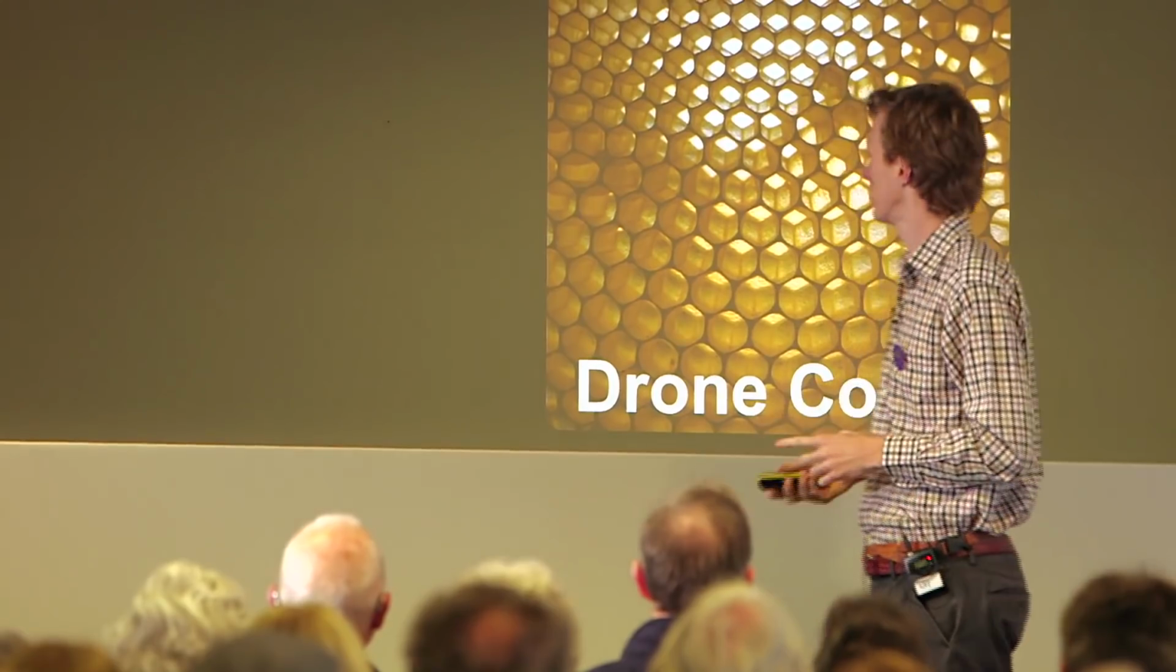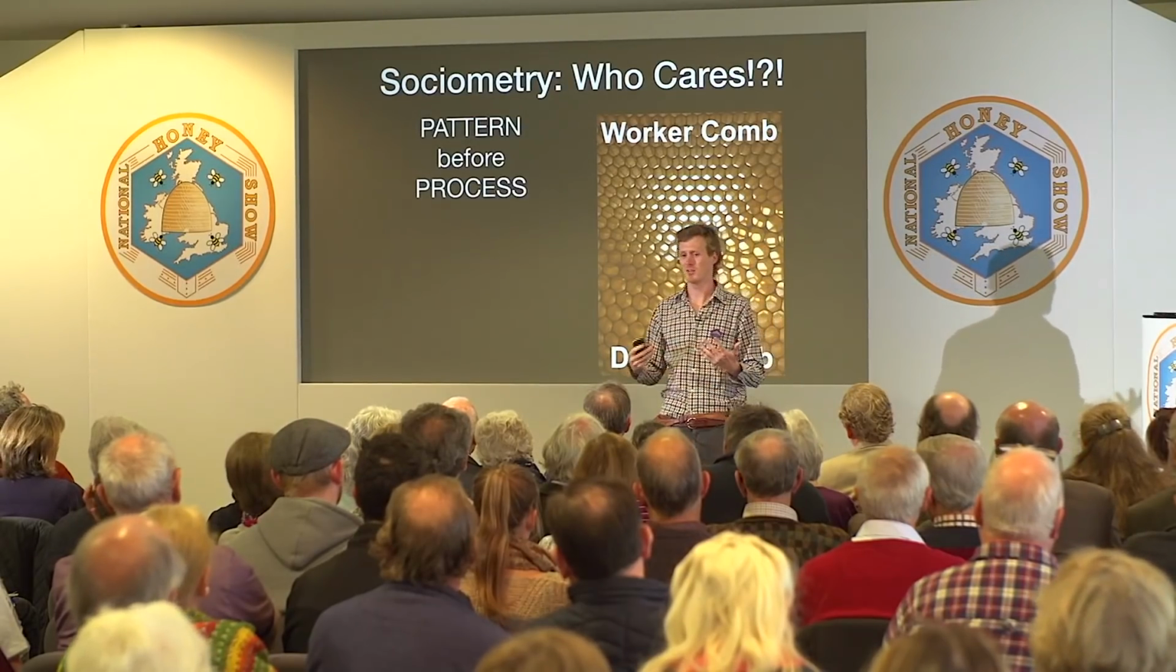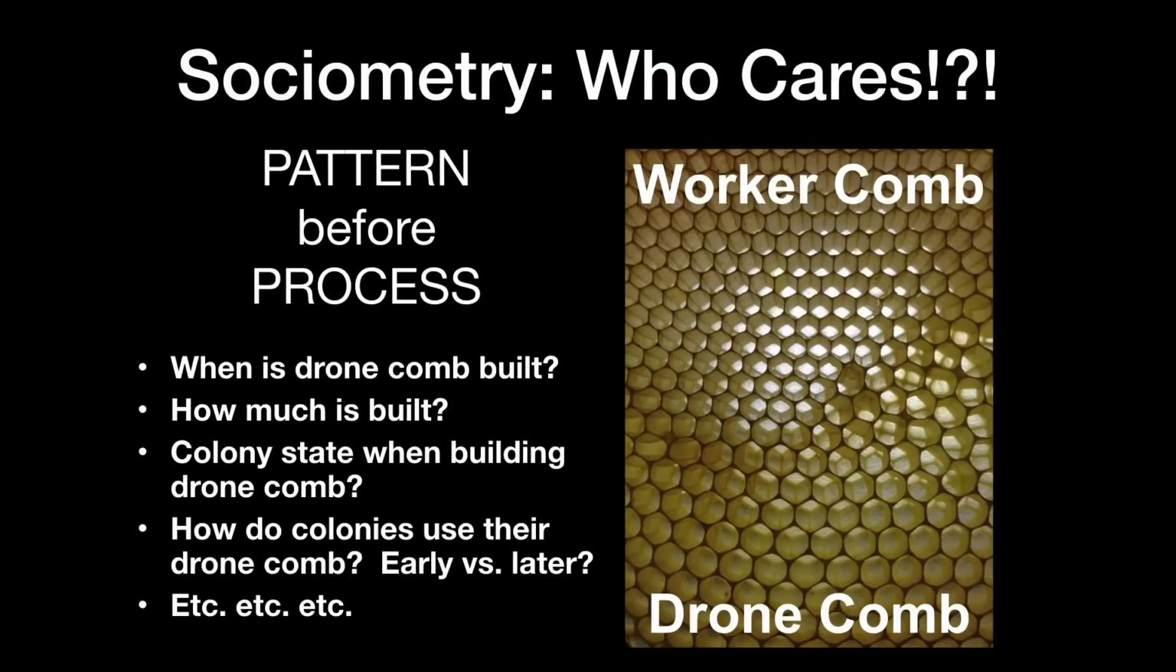But it's just not the right way to do it. So when I think of colonies and they're building worker comb and they're building drone comb, before I can actually design any experiments that really make sense from a colony's perspective, I need to know things like, when do colonies build drone comb in a natural setting?